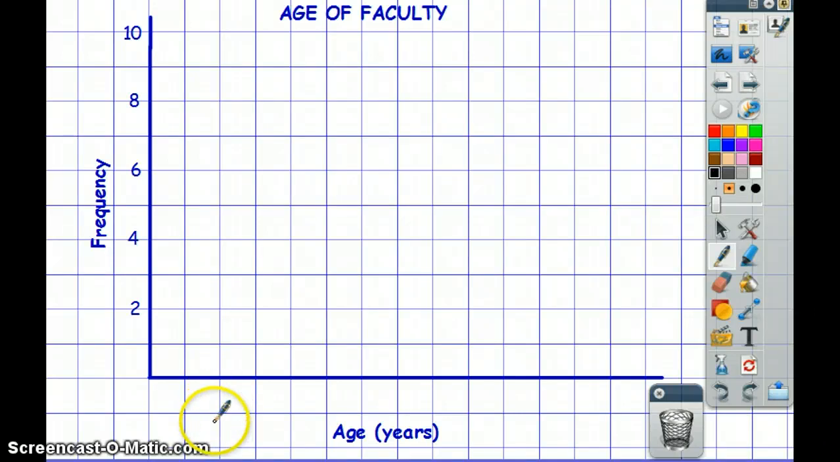So I'm going to start right here. I'm going to skip a couple spaces. This is going to be 23.5. Going to skip a space, 32.5, skip a space there, 41.5, and continue every other to label those boundaries that I have on my frequency table.